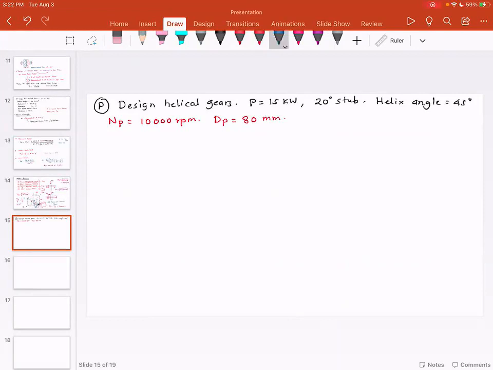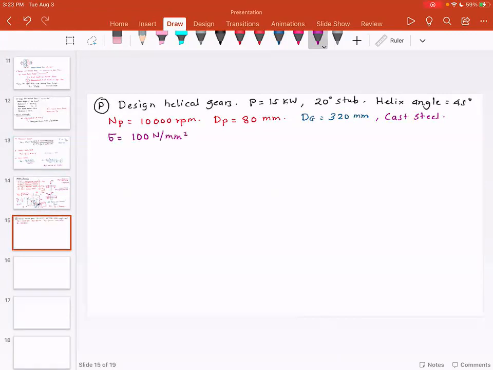Gear diameter is 320 millimeter. The material is cast steel. And allowable static stress sigma is equal to 100 Newton per millimeter square.